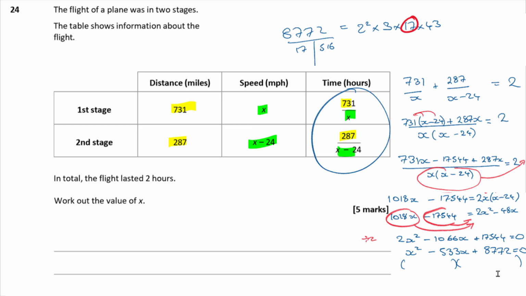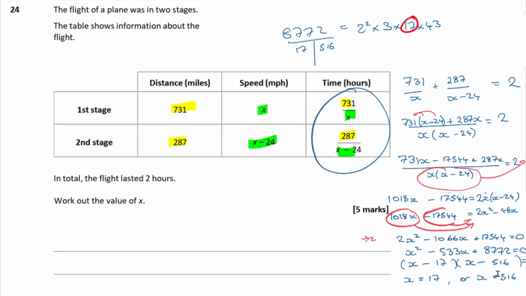So it's positive on the end and negative in the middle. That means my brackets have both got a minus sign in them. One of them is going to be 17 and one is going to be 516. Just double check, does that add up to 533? Yes, it does. So awesome. So x minus 17, x minus 516 seems to work. And that's equal to 0. So that means that x is equal to 17 or x is equal to 516.